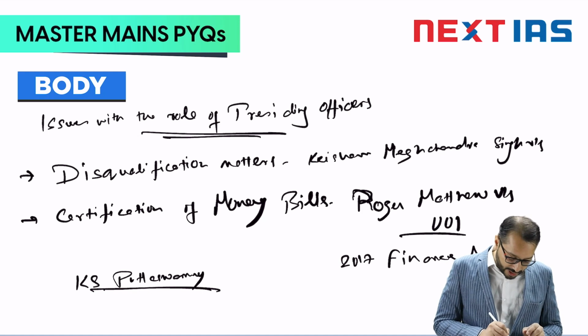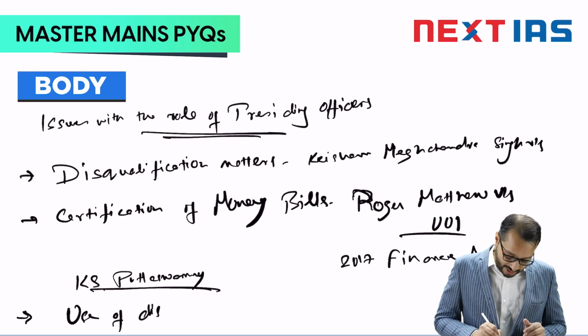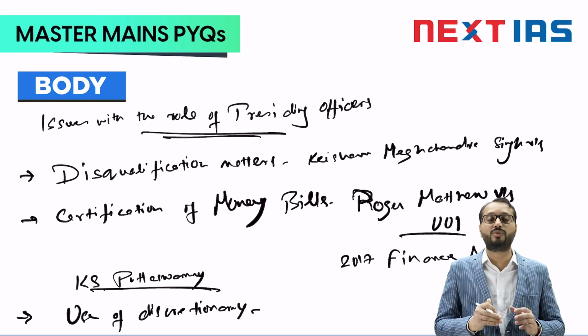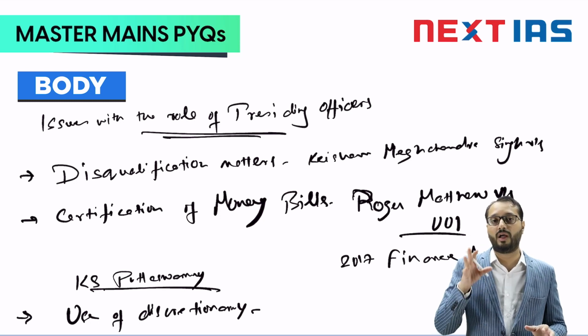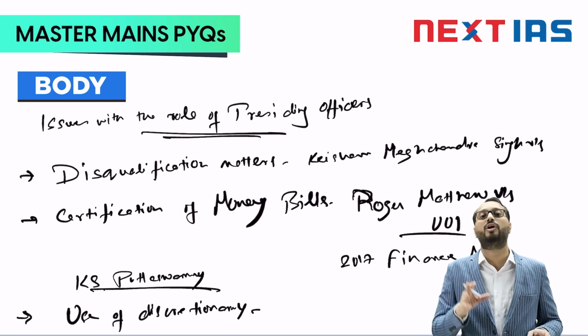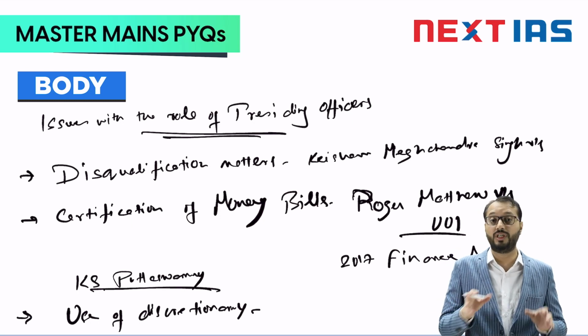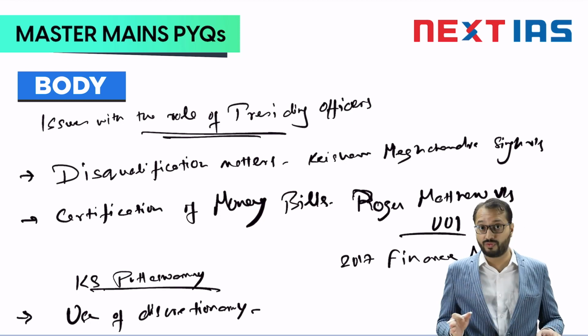The next important point that we are going to talk about is the misuse of discretionary powers, the use of discretionary powers to the advantage of the ruling party. The speaker has been given certain discretionary powers in matters where he has to refer a particular bill to the committee stage, or he has to take up voting on a particular issue. So he can decide whether he will go for a division vote or a voice vote, right?